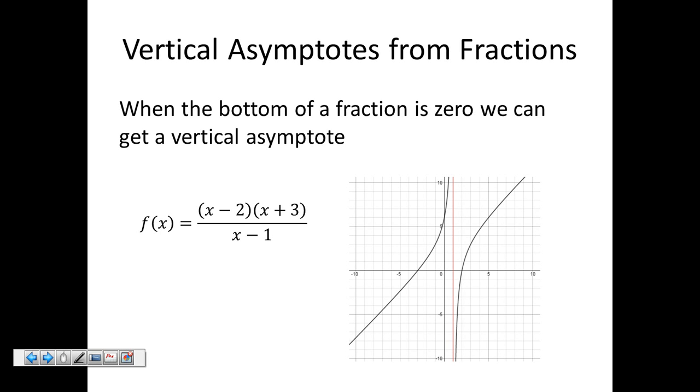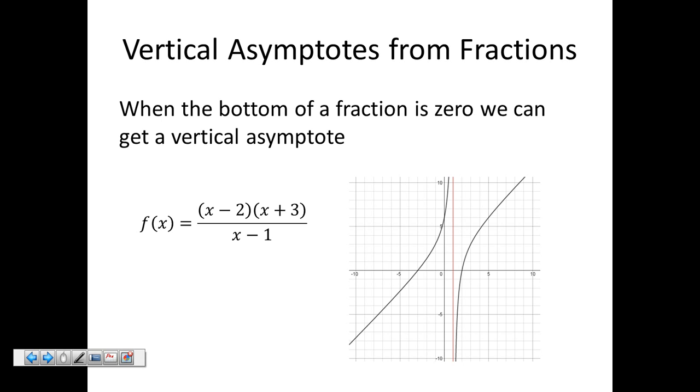Now, the reason we have a vertical asymptote at 1 is because that's where the fraction is giving us 0 in the bottom. We can't have that. That's mathematical gibberish to have 0 on the bottom. So, I always say that the fraction blows up there. Okay? So we're getting that vertical asymptote when the bottom equals 0.